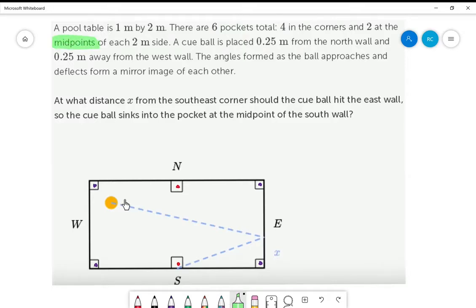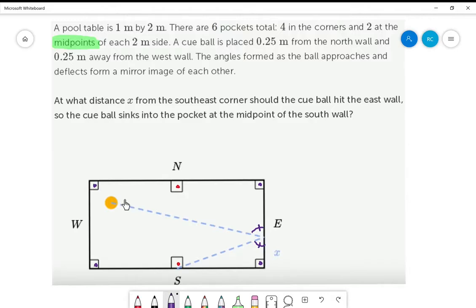A cue ball is placed 0.25 meters from the north wall and 0.25 meters away from the west wall. The angles formed as the ball approaches and deflects form a mirror image of each other. So in other words, these two angles are congruent, which is going to be important in a minute.